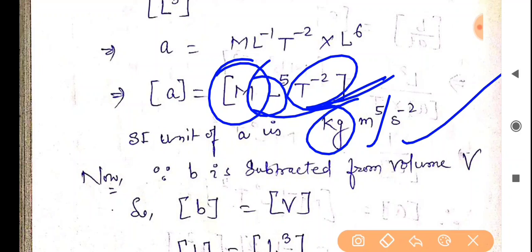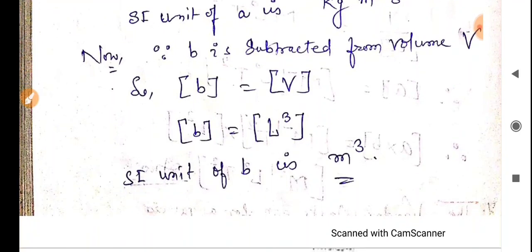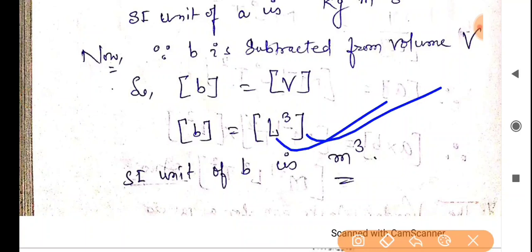And in this way, B is subtracted from volume. As we have seen, the expression is V minus B. So B is subtracted from volume, so it will be similar to the volume. Hence its dimension formula will be L cube, and the SI unit will be m to the power 3.